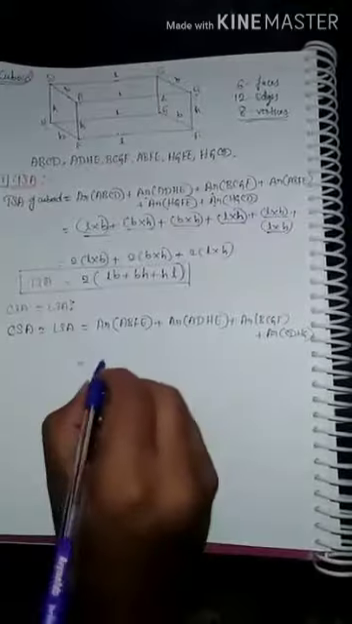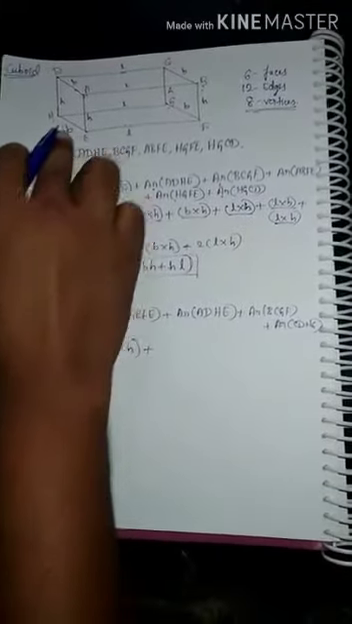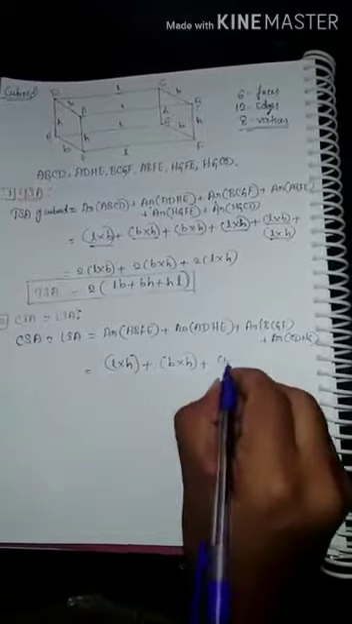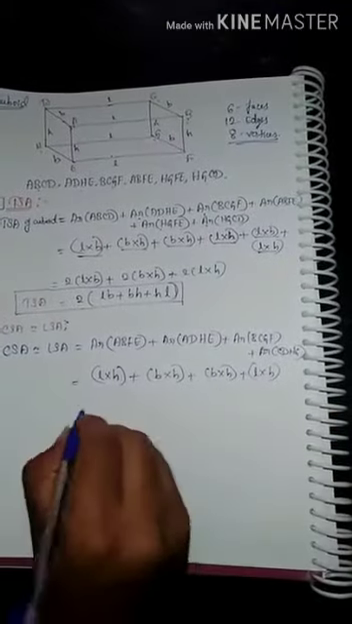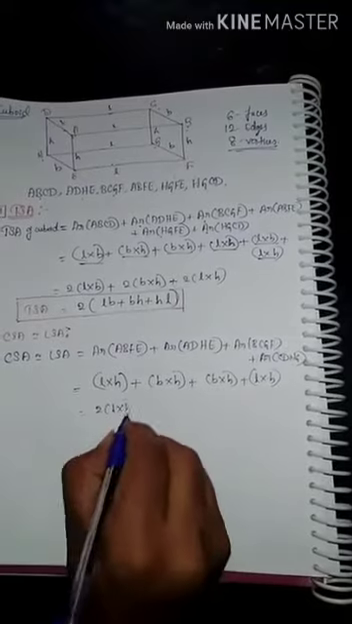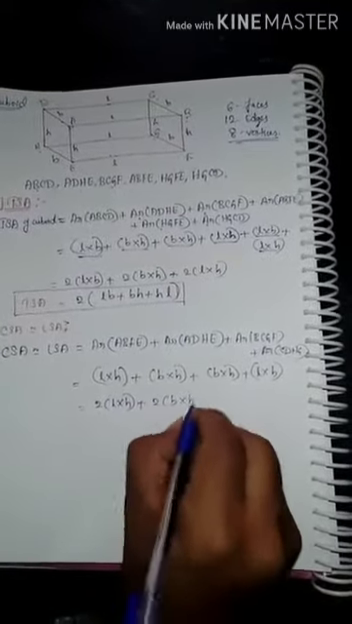ABFE is length into height, L into H. Area of ADHE is breadth into height. The opposite side is also breadth into height, and the opposite side is length into height. So we have 2 times length into height and 2 times breadth into height.